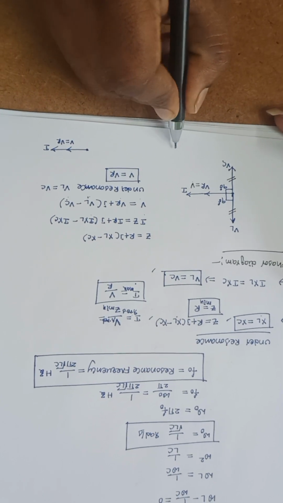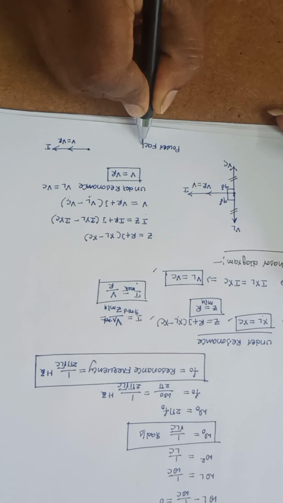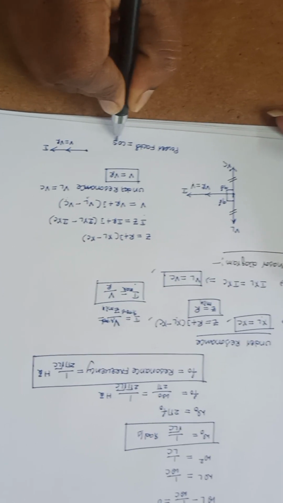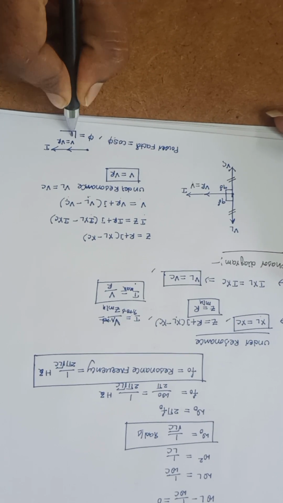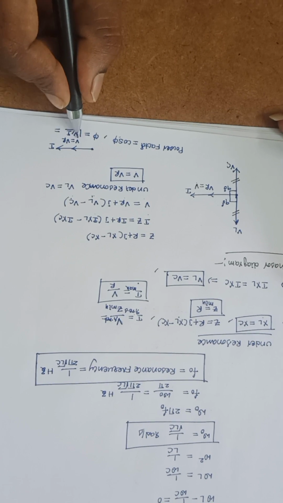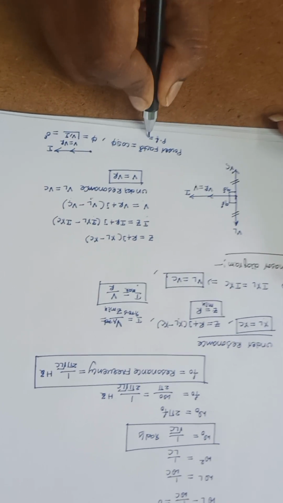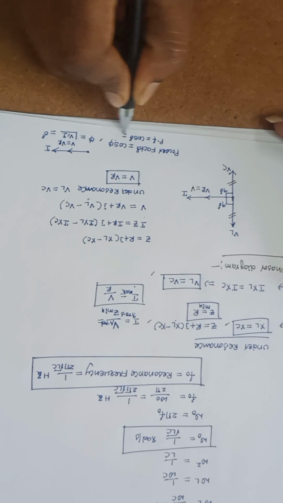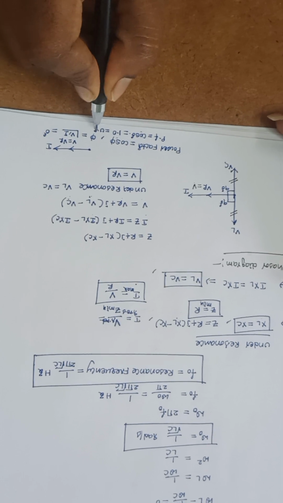And the power factor is the cosine of the angle, cos phi, where phi is the angle between V and I. We know from this phasor diagram that the angle between V and I here is 0 degrees. Now power factor is equal to cos 0 degrees. Cos 0 is 1. That is unity power factor.